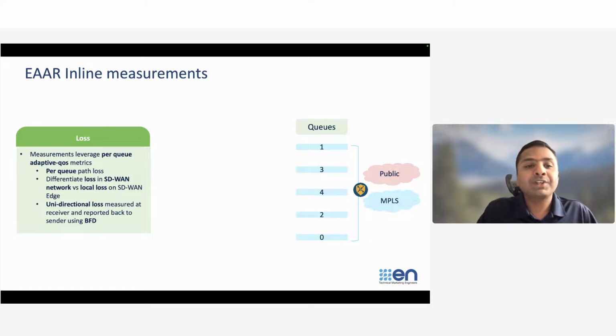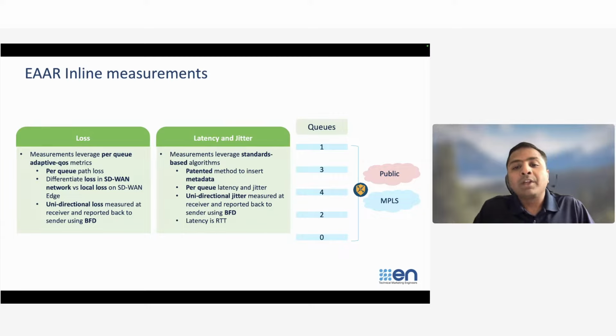So one key differentiation that I would want to highlight is that we are able to do per queue loss and latency and jitter measurements here with our solution. So for latency and jitter, we use these measurements at a queue level again, and we use standards-based algorithms. We use a patented method to insert metadata, and I'll talk about that in the subsequent slides. And again, we are going to measure the jitter as unidirectional because you know that jitter is direction sensitive.